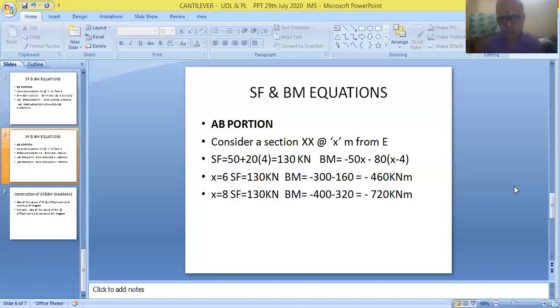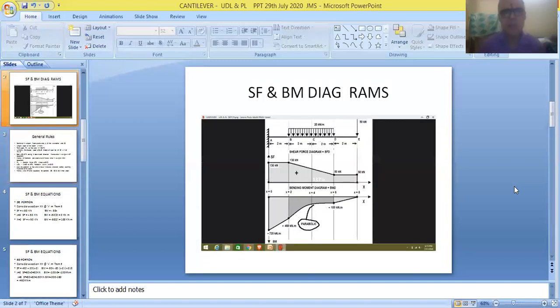So friends, we got all these values. They are plotted on SF and BM diagrams. So take the values of SF and bending moments. Take SF and BM values for all the portions and prepare these diagrams.